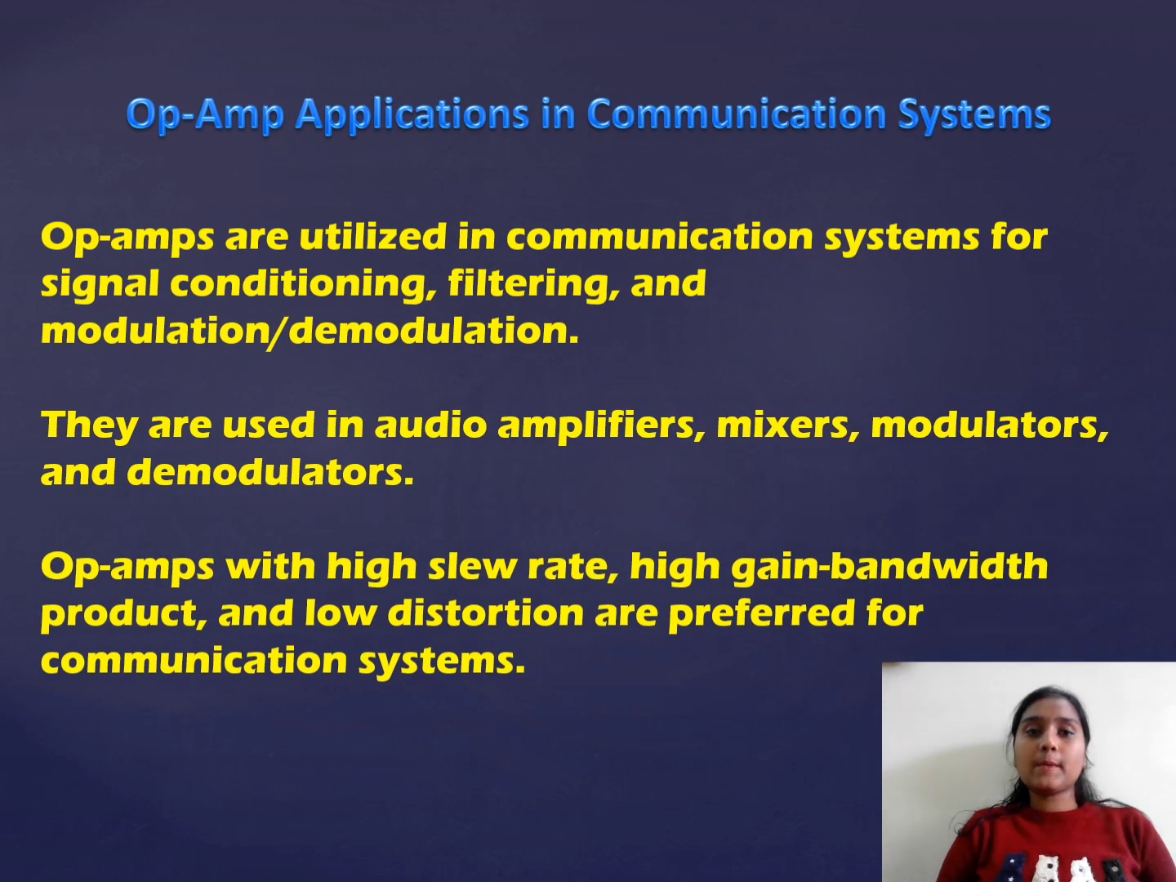Next one is op-amp application in communication systems. Op-amps are utilized in communication systems for signal conditioning, filtering, and modulation or demodulation. They are used in audio amplifiers, mixers, modulators, and demodulators. Op-amps with high slew rate, high gain bandwidth product, and low distortion are preferred for communication systems.